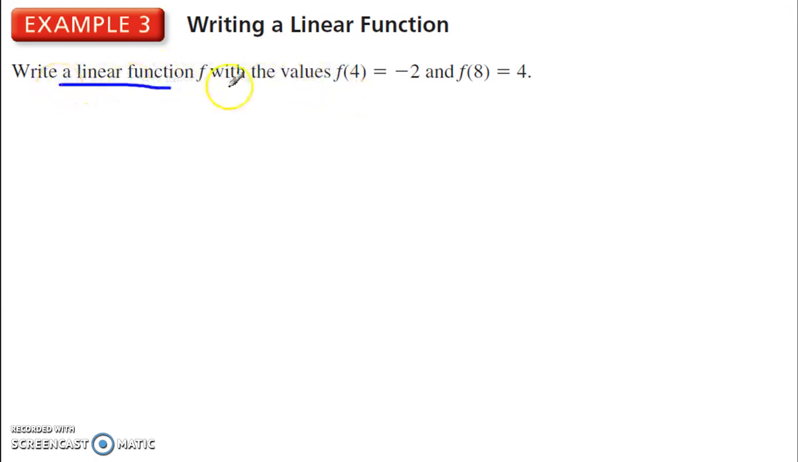We want to write a linear function of f for the values f of 4 equals -2 and f of 8 equals 4. Remember, f of something is just a nickname for y. Y equals -2, so that's y. And f of x is what we have, so that's x. So we have 4 and -2. And then here we have 8 and 4. So they're going from function form to coordinates.